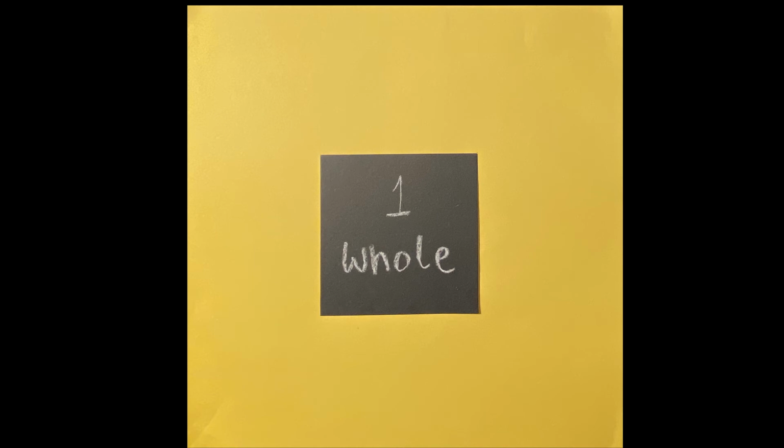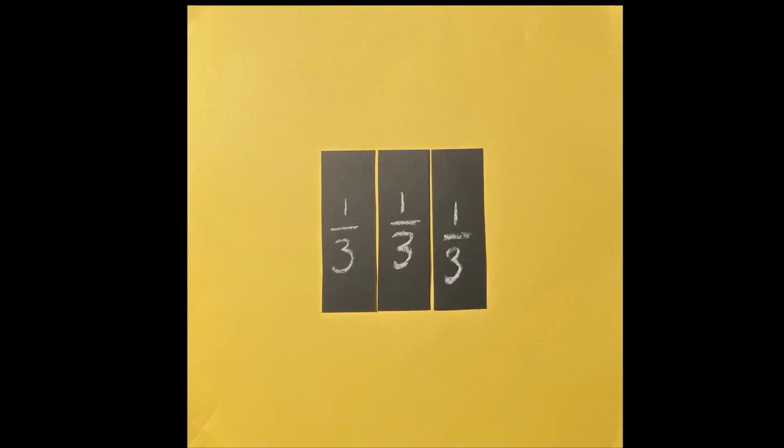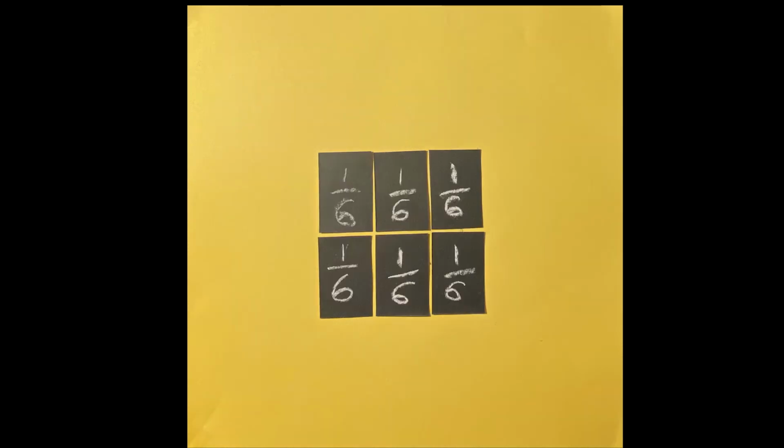So we've split our whole into 2 pieces to get 1/2 plus 1/2 equals one whole, which is 2 halves. 3 pieces to have 1/3 plus 1/3 plus 1/3, which equals 3 thirds. 4 pieces to have our quarters, 1/4 plus 1/4 plus 1/4 plus 1/4. Into 6 pieces to get our 6 sixths, 1/6 plus 1/6 plus 1/6 plus 1/6 plus 1/6 plus 1/6.